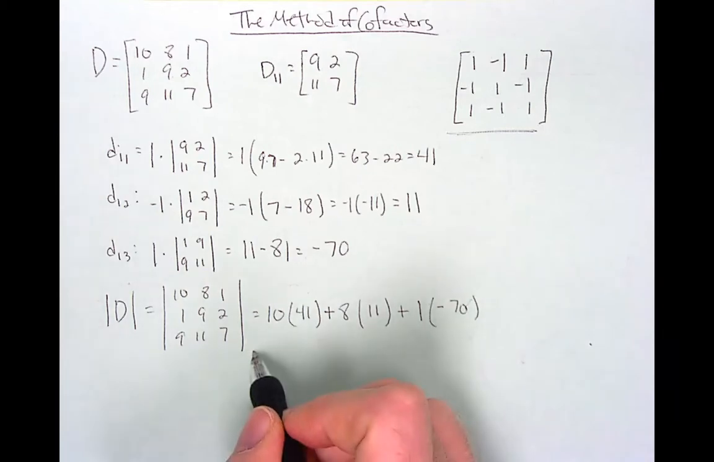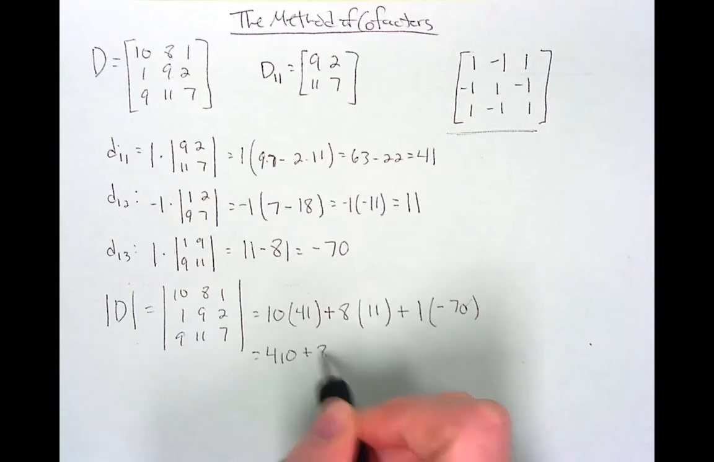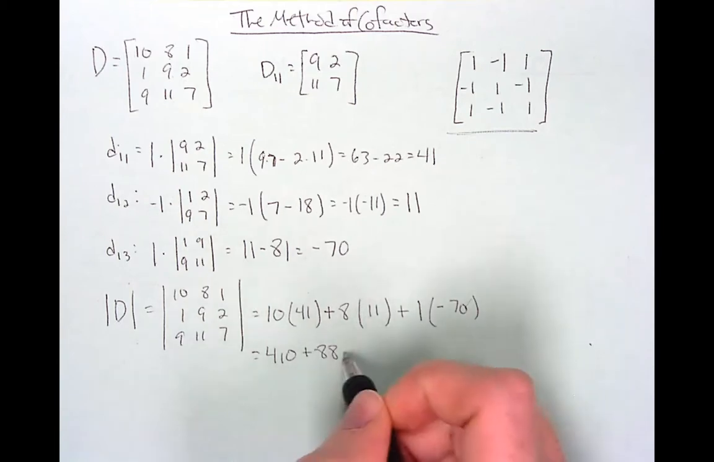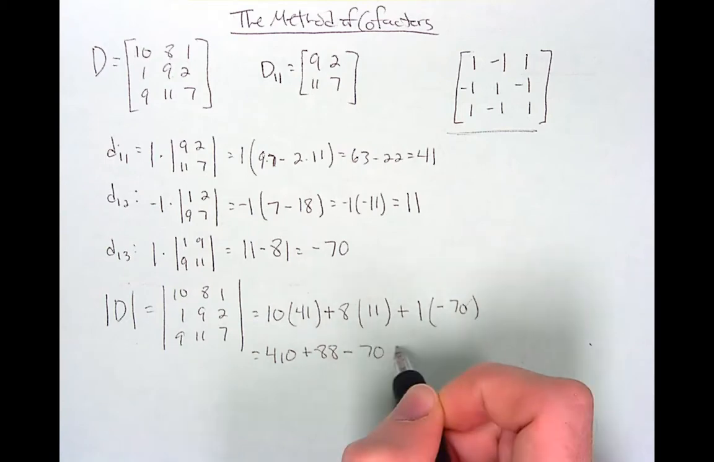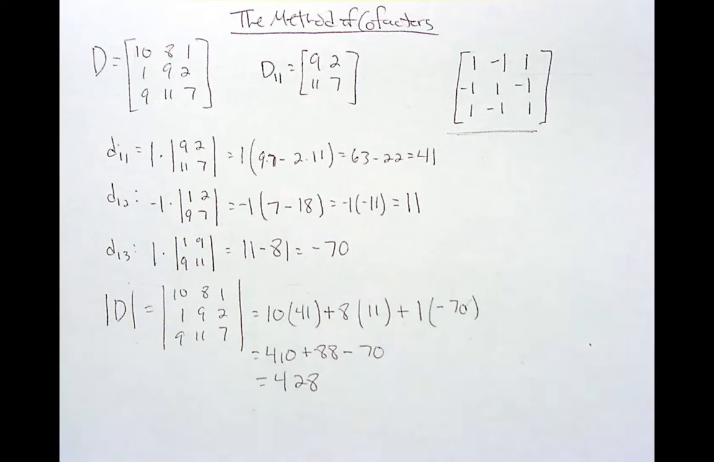which is going to equal 410 plus 88 minus 70, which is going to give us 428, which is the same value we found using the other methods and also using Excel, which we did in video 3.24 when we first introduced determinants. So that's the last method, the method of cofactors. Once again, it works for any size, not just a 3 by 3, but it does get tedious for anything larger than a 4 by 4 matrix. There you go.